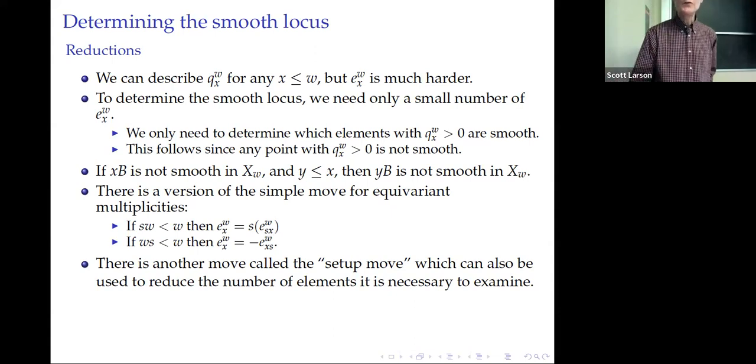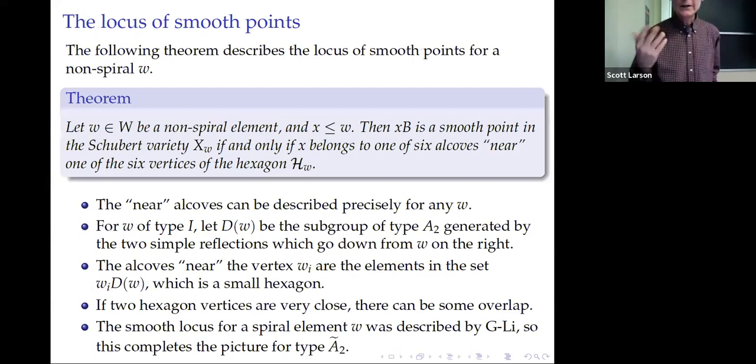And there's another move, which Brian and I call the setup move, which can also be employed to reduce the number of elements. So you can do all these reductions, and it turns out there's only a very small number of elements for which you need to calculate this equivariant multiplicity. I think it's typically 4 elements you can get it down to, which is manageable.